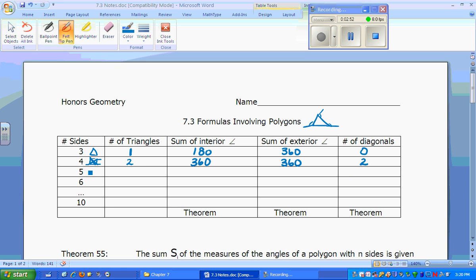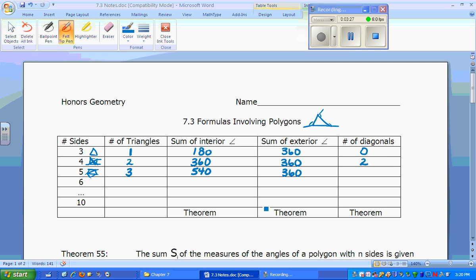Continuing, a five-sided figure, that's a pentagon. It's a building in Washington, D.C., if you did not know that. So that means if you draw in 1, 2 diagonals, you can make 1, 2, 3 triangles. Using our same idea, there's 3 triangles at 180 apiece. We're at 540. And let's take a guess. If you took all 5 exterior angles and added them together, do you start seeing a pattern here? Well, guessing 360 would be a great idea.